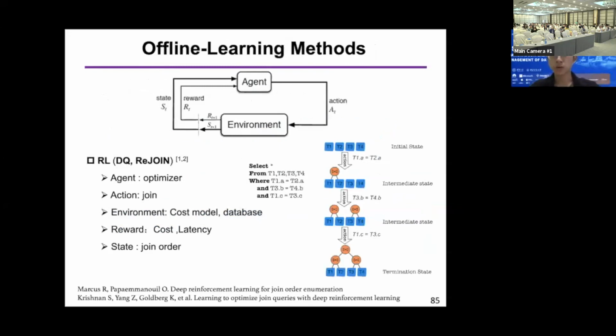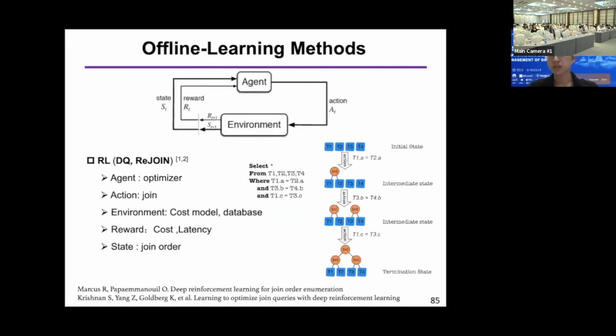Two recent works have been proposed to use deep reinforcement learning to reduce the search space for offline learning. Similar to dynamic programming, we first model this process as a Markov decision process, and the optimizer is an agent, a join is an action, and the environment is the cost model or database. The reward is our cost or the true latency, and the state is our join order.